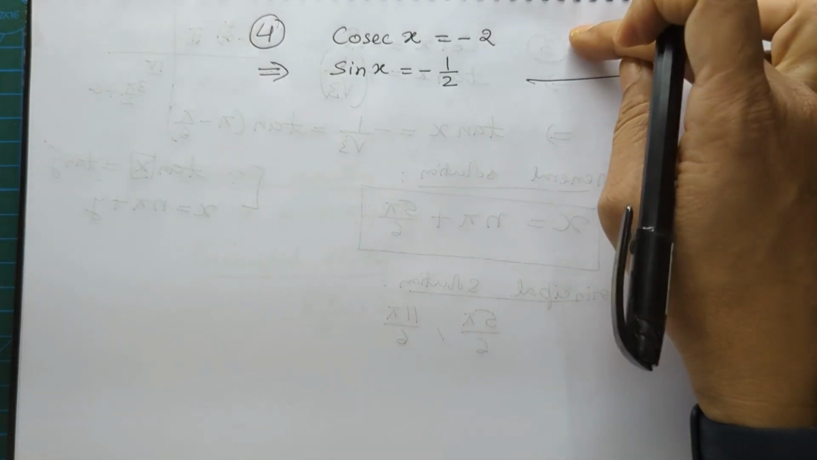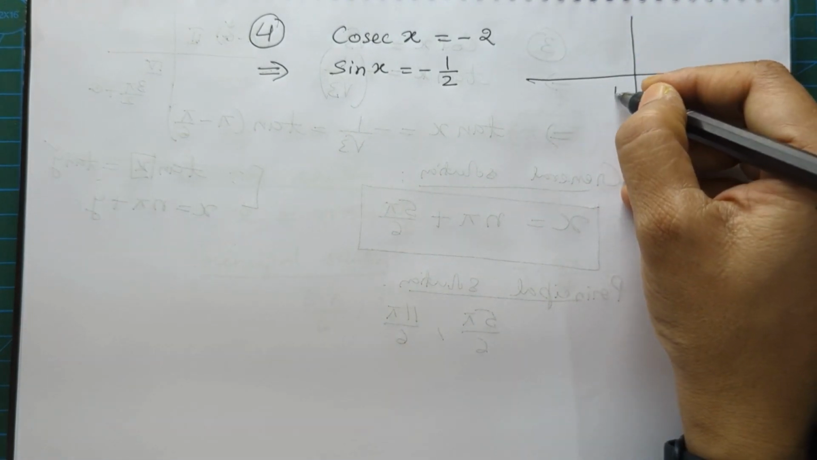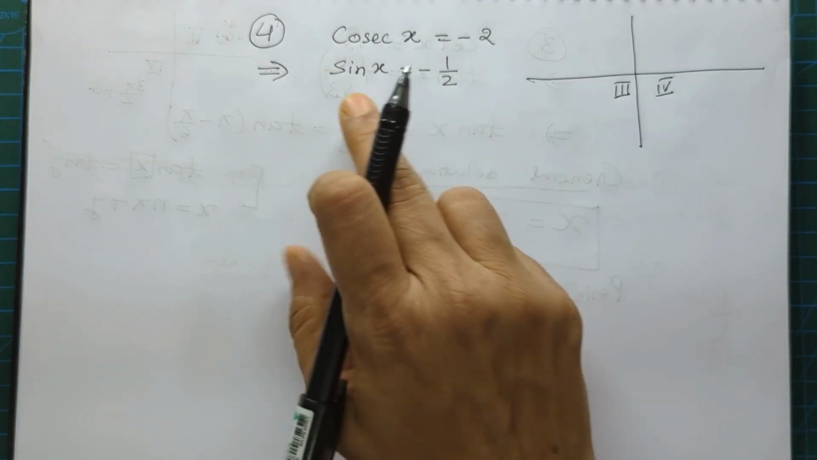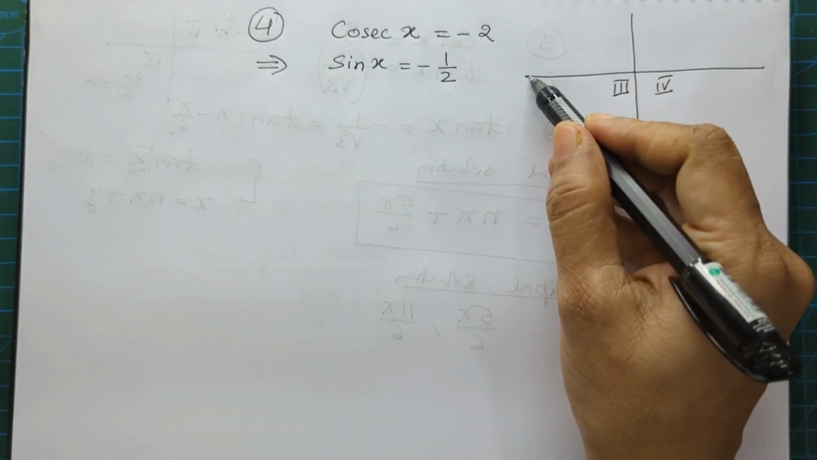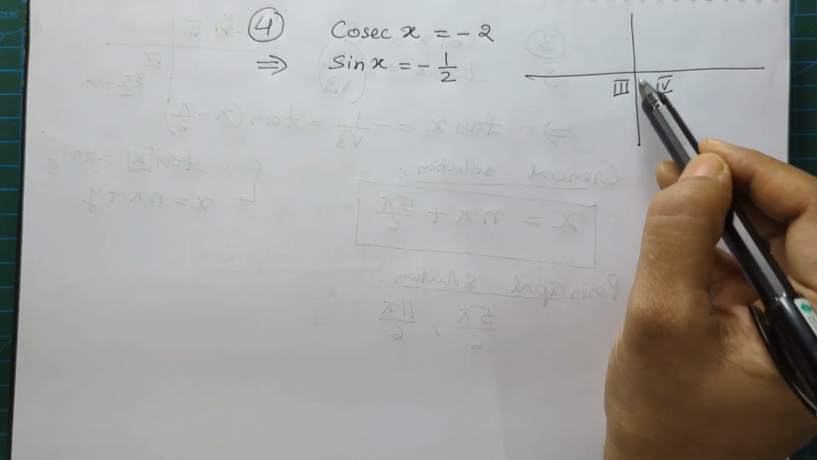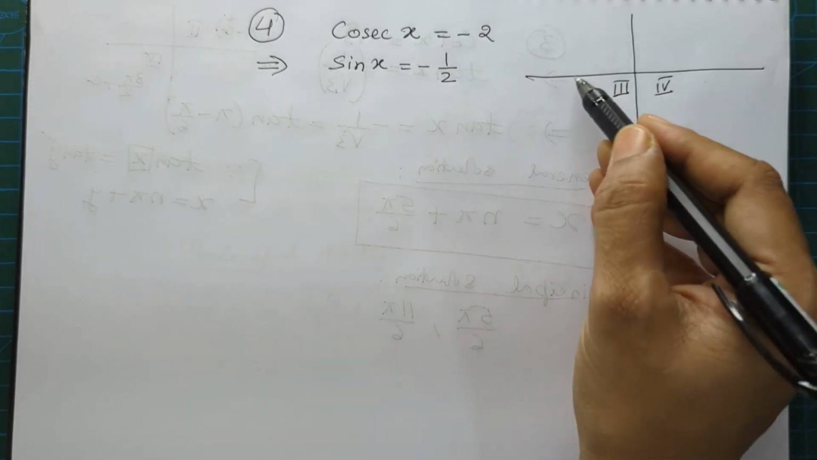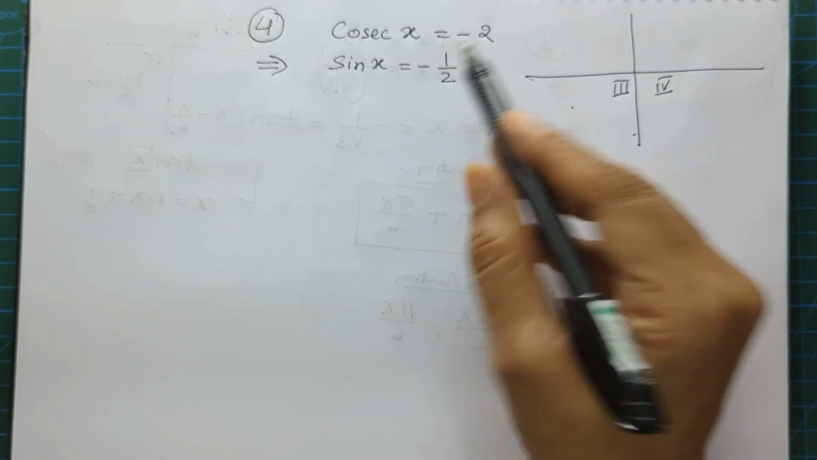Sine is positive in the second quadrant, and it is negative in the third quadrant and in the fourth quadrant. So this angle must be in the third quadrant. Why? Because with respect to the x-axis, sine remains sine, but with respect to the y-axis, sine gets converted to cos. So it should be in the third quadrant, where sine of the angle is negative.